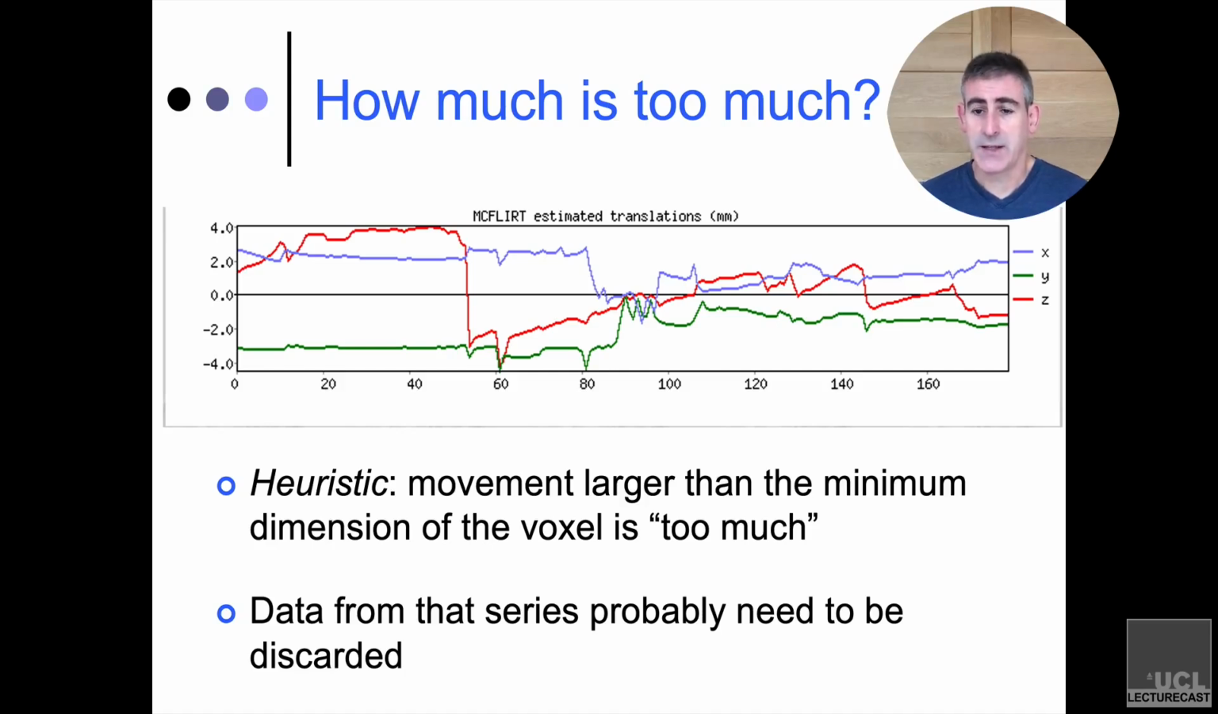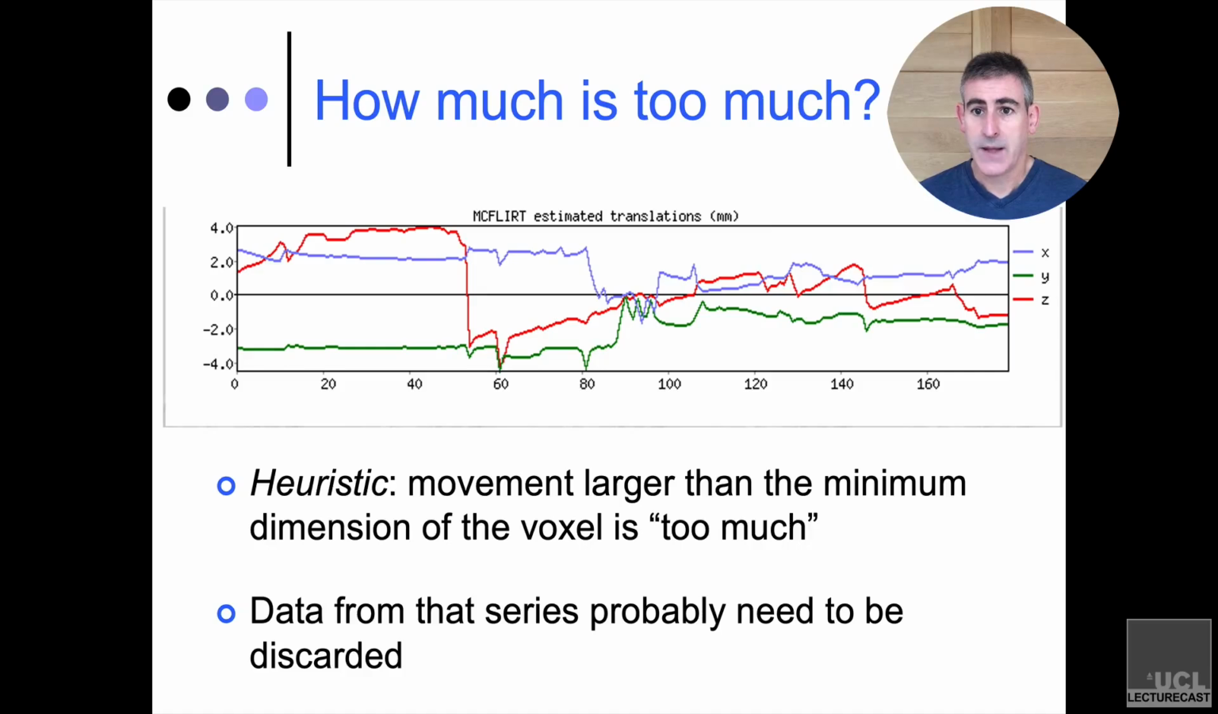The realignment process is going to introduce additional artifacts in trying to deal with this. Anything under that is much more likely to be okay and handled fine through the realignment process. Now, it is a heuristic. It's a rule of thumb. It's not a hard and fast rule.